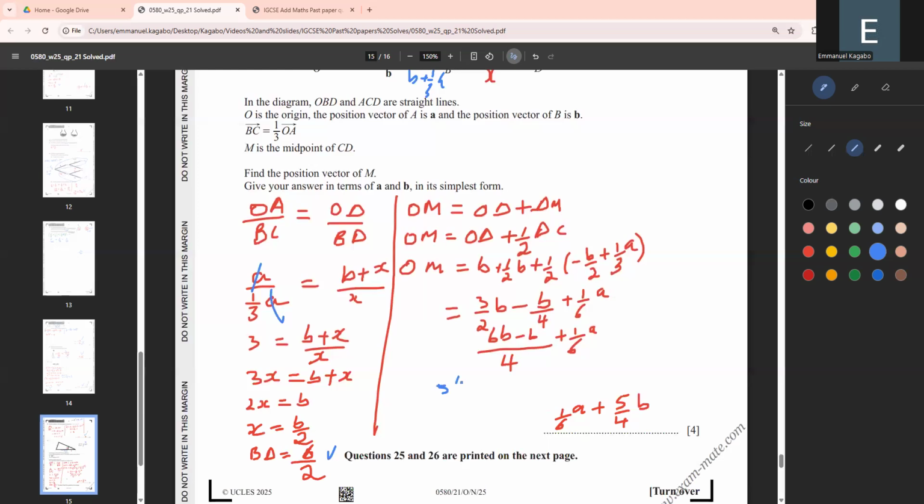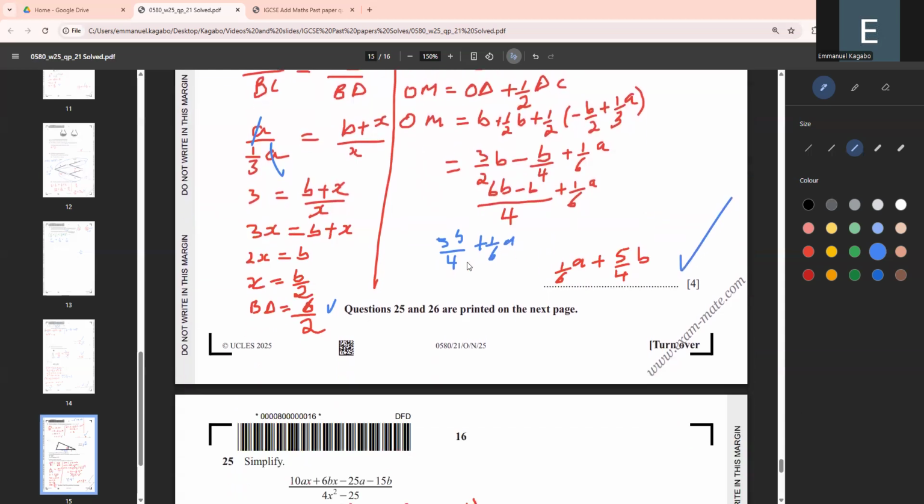5B over 4 plus 1 over 6A. Then I started with A here. That's your answer. I hope you have understood. If there's something you don't understand, just write in the comment. I'll get back to you.